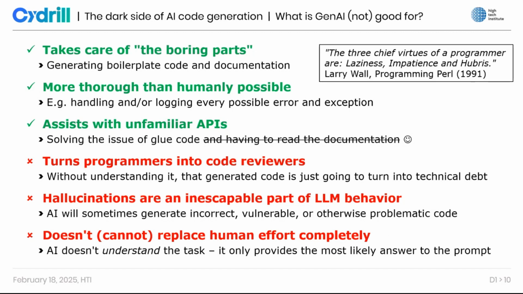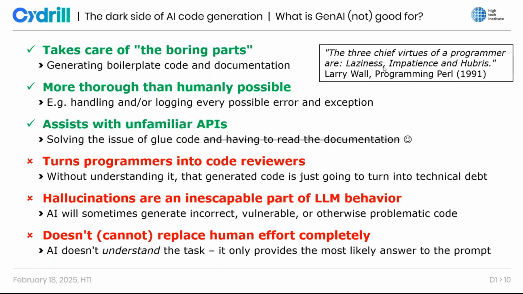But again, we have this a little bit ironic quote from Larry Wall, who is the creator of Perl, among other things. He said that the three chief virtues of a programmer are laziness, impatience, and hubris. As I said, this is said in a humorous way because these are obviously negative things. But if you think about it, laziness drives us to automate boring things. So again, we are using AI to deal with the boring stuff.